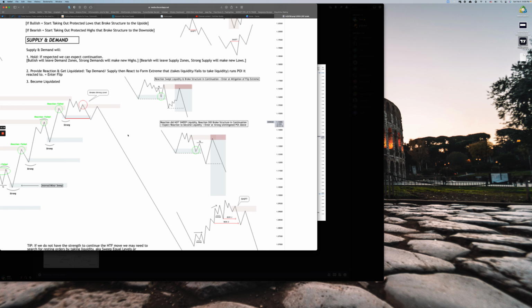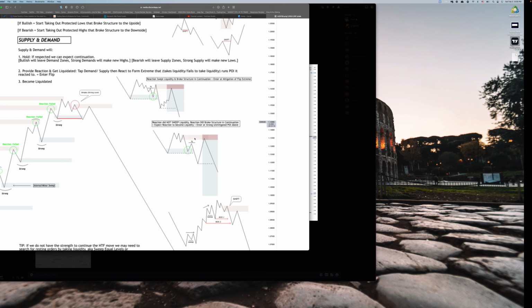So if you look here, we have the definition of flips, the way that I use them, right? When we tap to a demand level here, if the reaction sweeps liquidity and then breaks structure, and there's continuation, I would like to enter at a mitigation of the flip. Now if it does not sweep liquidity, more than likely that actual area will be used as structural inducement and will become liquidity and will tap a higher point of interest that's more clear.